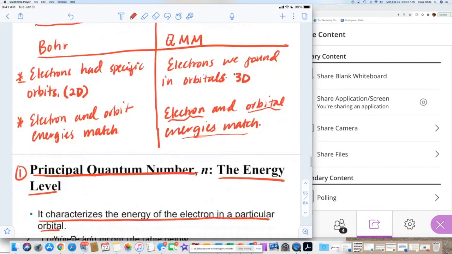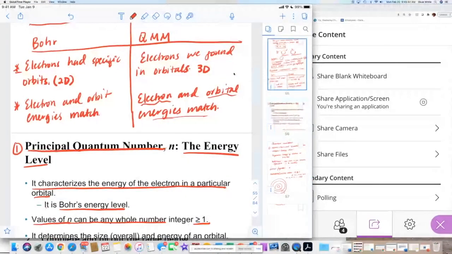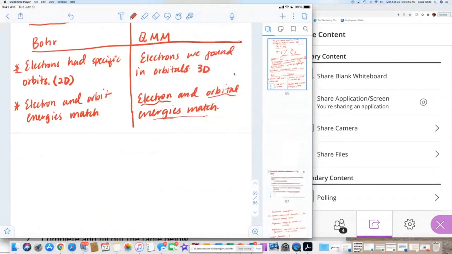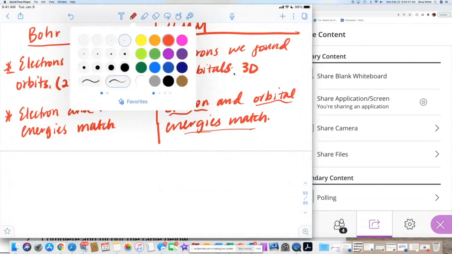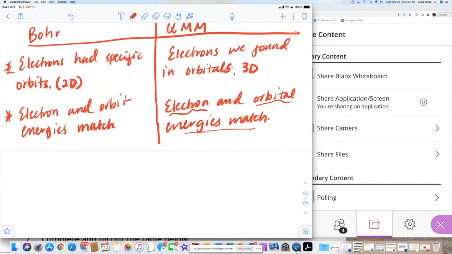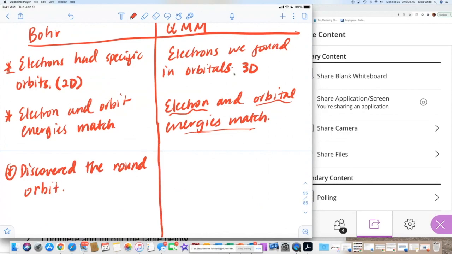Okay. So when we go into the quantum numbers, before we get into this, the other thing I want to talk about is, as we look back, Bohr discovered only one shape. And remember, his shape was 2D. So Bohr discovered the round orbit. Okay? And remember, the path where the electron was around the nucleus was round according to Bohr.